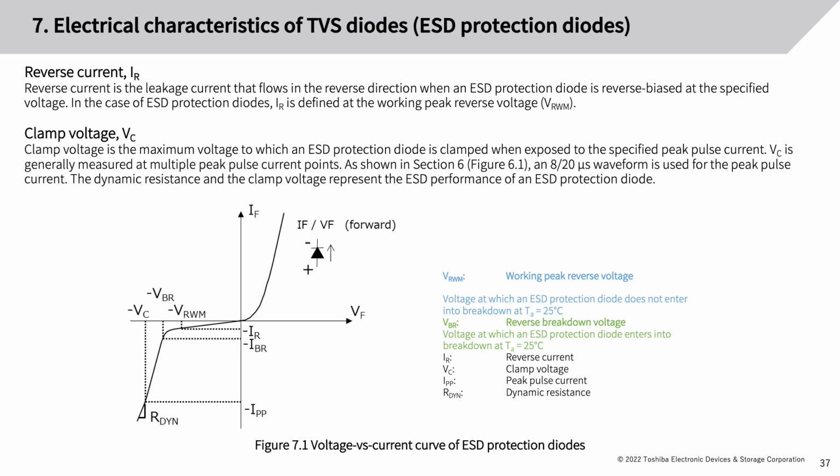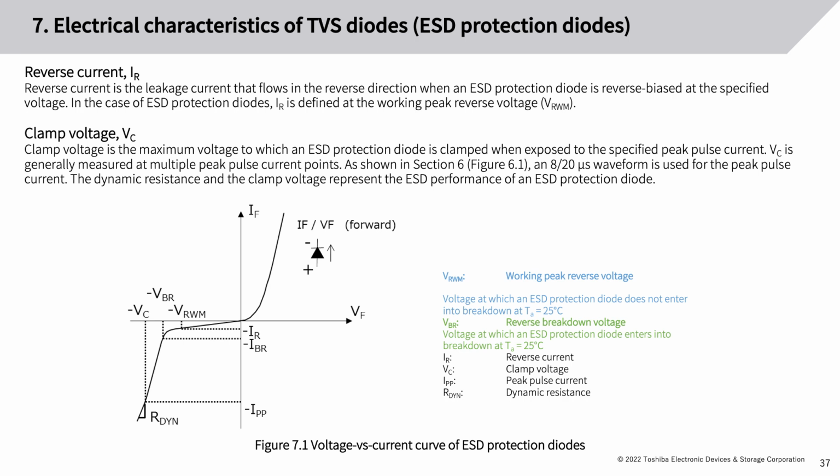Reverse current, IR. Reverse current is the leakage current that flows in the reverse direction when an ESD protection diode is reverse biased at the specified voltage. In the case of ESD protection diodes, IR is defined at the working peak reverse voltage, VRWM.